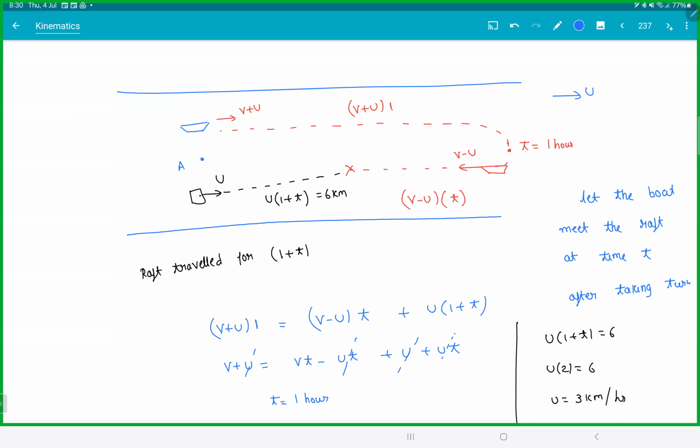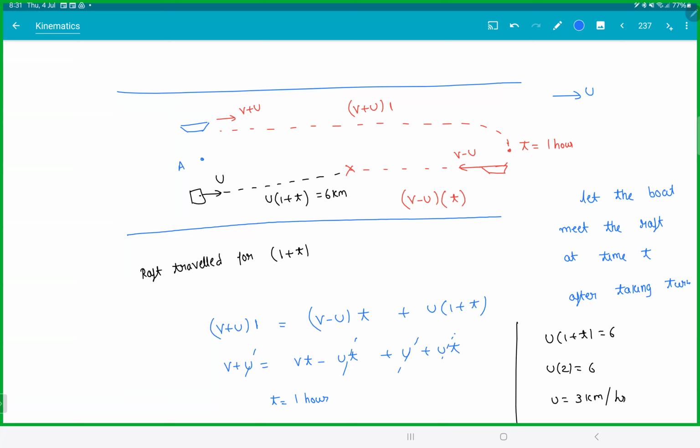Yeah, I didn't get the U into 1 plus T. How is that? For how long did the raft travel? How long did the boat travel? How long did it take the boat to go down? How long did the boat go down? 1 hour, right?